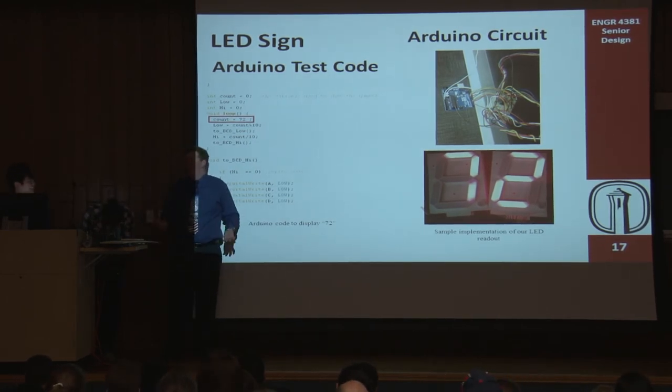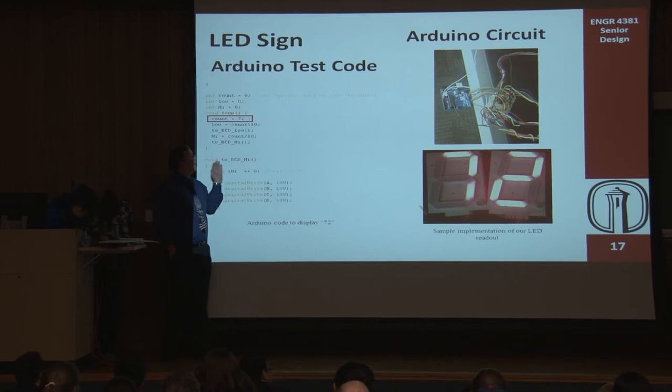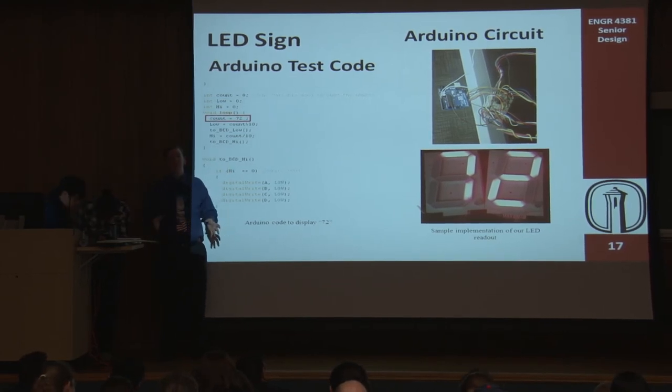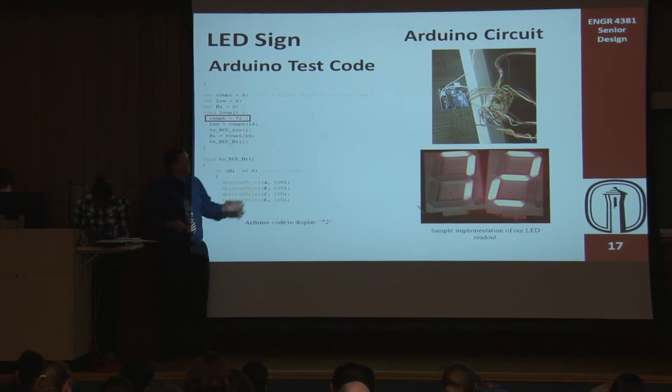We used another Arduino to write the code to make the sign work, and using the code, we used a modulus and division to split any input number into the first and second digit. Before that, we could have taken a number from the audience and input it into the code and shown that we can have any two-digit number display. But this code shows the example of 72 and the sign displaying 72 over there, and the Arduino and circuit board over the top left picture.